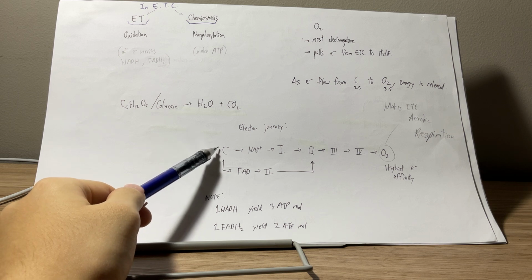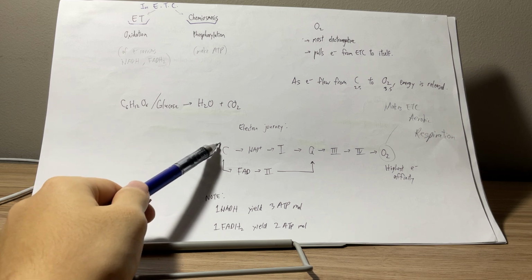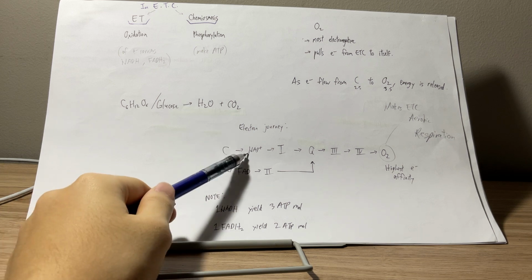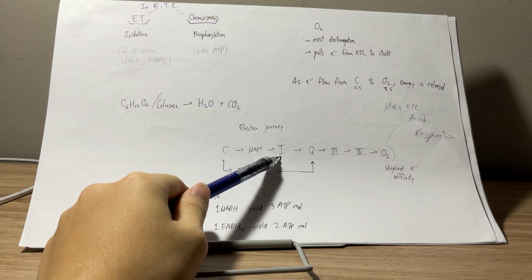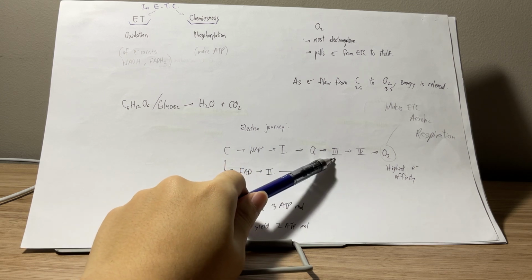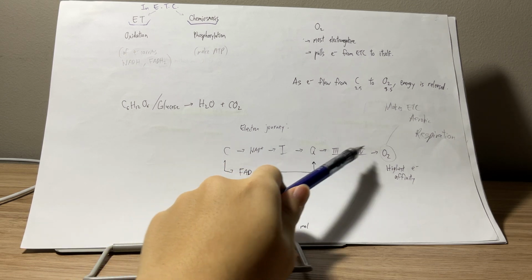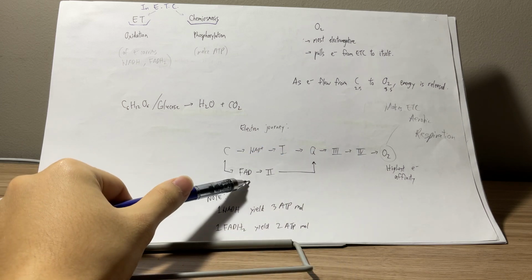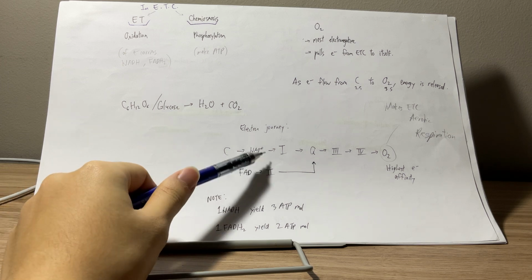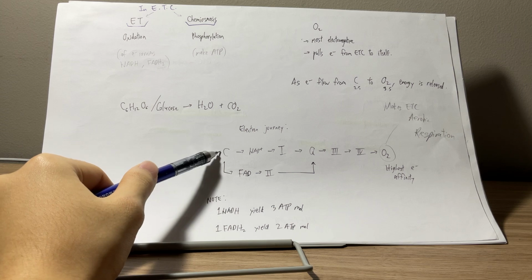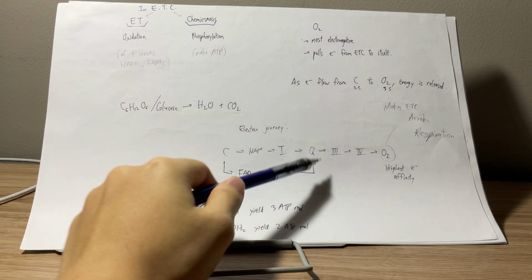Okay. I'm not sure what this means. See? Maybe cyto something. NAD plus to complex 1 to ubiquinone to complex 3. And then complex 4 and then O2. If we involve complex 2, FAD goes to complex 2, and then through ubiquinone.